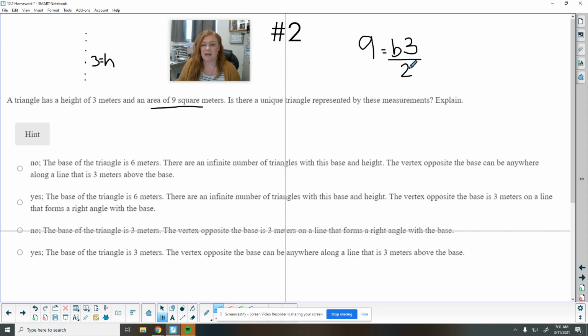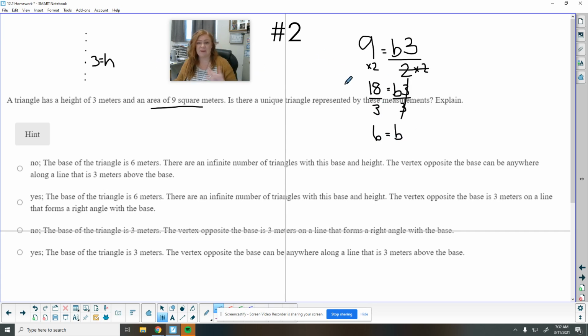So the opposite of divide by 2 is to times by 2 on both sides. So now we have 18 equals B times 3, since this cancels out, because 1/2 times 2 equals 1 whole. 9 times 2 is 18. So we're left with 18 equals B times 3. Now we want B alone. So the opposite of timesing by 3 is to divide by 3 on both sides. So 18 divided by 3 is 6 equals B.